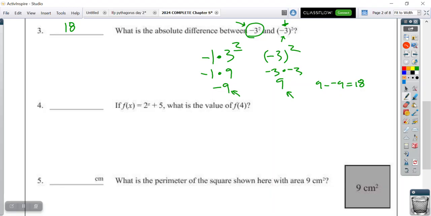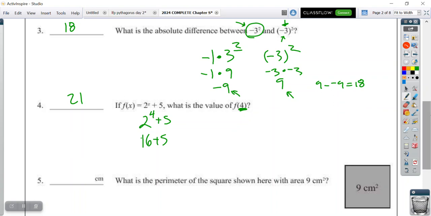4. If f of x equals 2 to the x plus 5, what is f of 4? Well, this means that our x value is going to be 4. So we have 2 to the 4th plus 5. 2 to the 4th is 2 times 2 is 4, that's 2 of them, times 2 is 8, that's 3 of them, times 2 is 16. So we have 16 plus 5. 16 plus 5 is 21. All right.